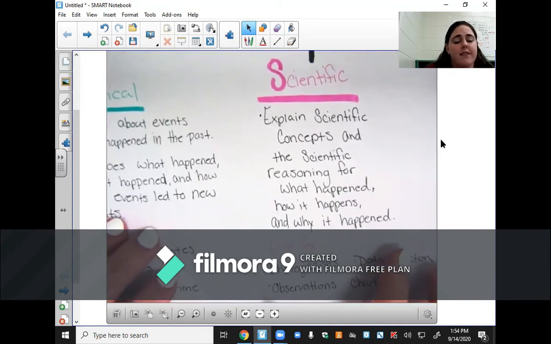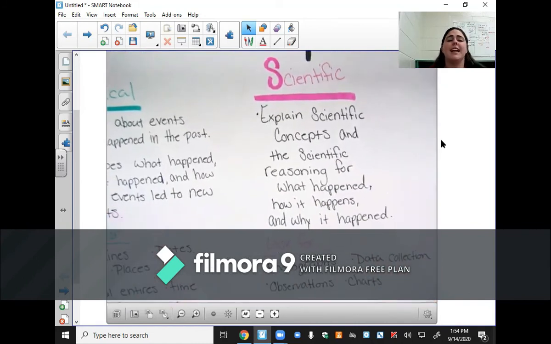Next is scientific text. It's going to explain scientific concepts, so different kinds of sciencey things, and the scientific reasoning for what happened, how it happens, and why it happened. This is going to be from things you learn about in science, or any passages you may read in science, that are going to be scientific text because it's telling you about a scientific concept, like maybe photosynthesis, or how light refracts, or things like that, where it has to do with a science topic. It's going to be a scientific text.